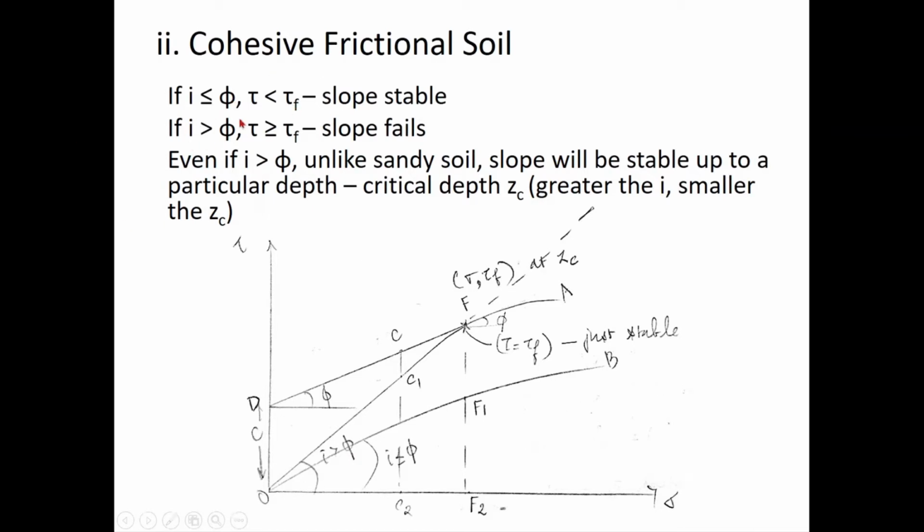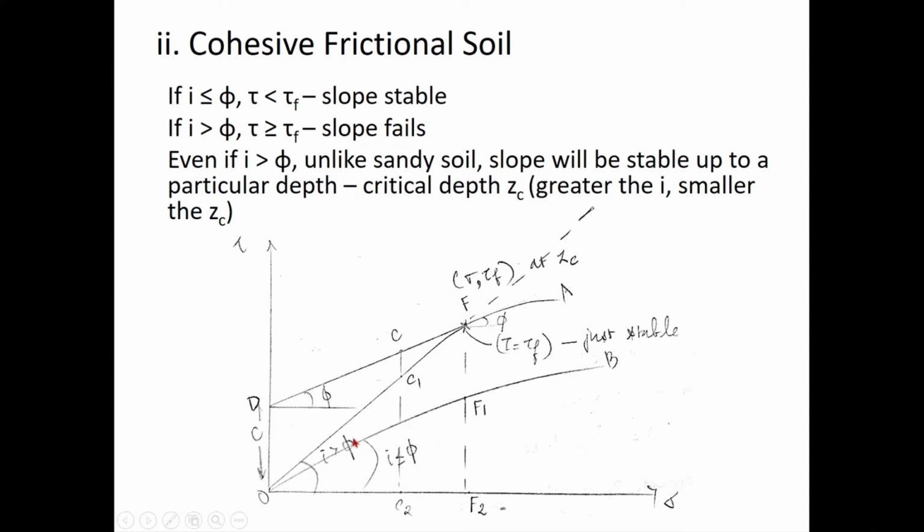Now let us look at these equations. If your i is less than or equal to phi, that is my line OB, the system of stresses on line OB, the shear stress tau is always less than my tau f, which is represented by DA, isn't it? DA represents tau f, and you can see that the tau on line OB is always less than tau f. That happens when my i is less than or equal to phi. Even when my i is equal to phi, tau is not equal to tau f, as you can see from this figure, correct?